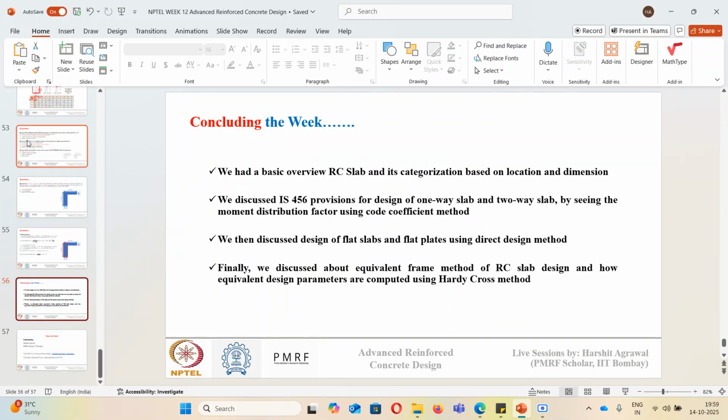So this was all from today's session. We talked about RC slab and its categorization based on location and dimension. We talked about IS 456 design for one-way slab and two-way slab. We talked about moment factor distribution using the code coefficient method. We discussed design of flat slab and slabs using flat plates using the direct design method. And we talked about the equivalent frame method and how equivalent design parameters are computed using the Hardy-Cross method.